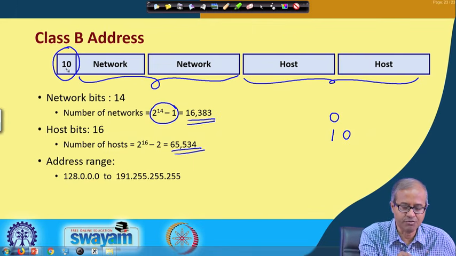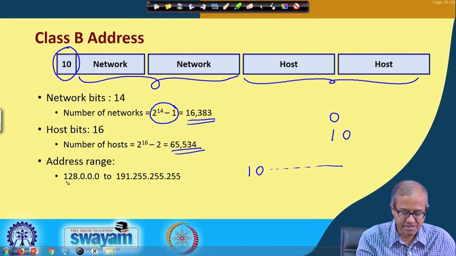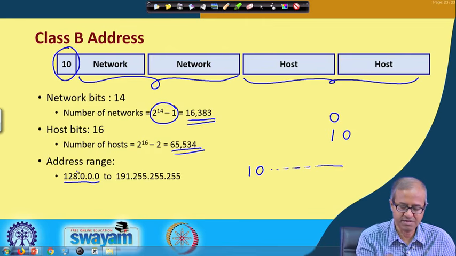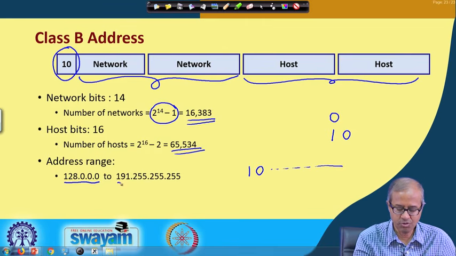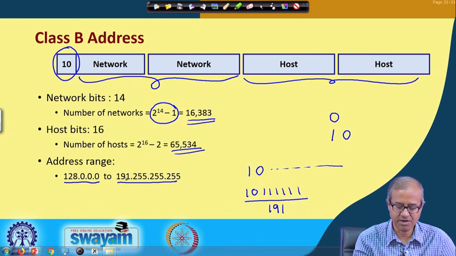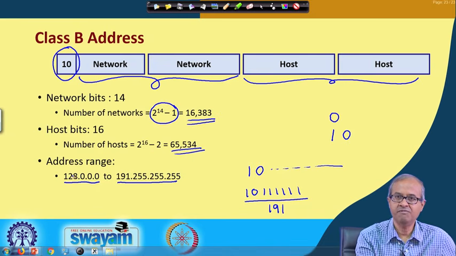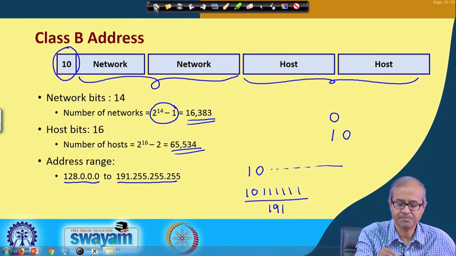If you look at addresses starting with 10, the remaining bits can be all 0 to all 1s. So the range will be, with 10 and all 0, the first byte is 128, up to 10 followed by all 1s, which is 191.255.255.255. This is the range of class B addresses.